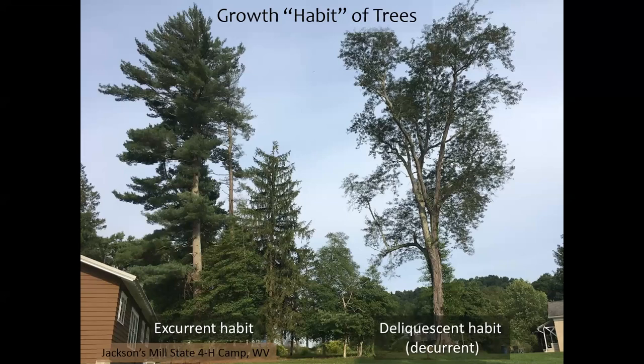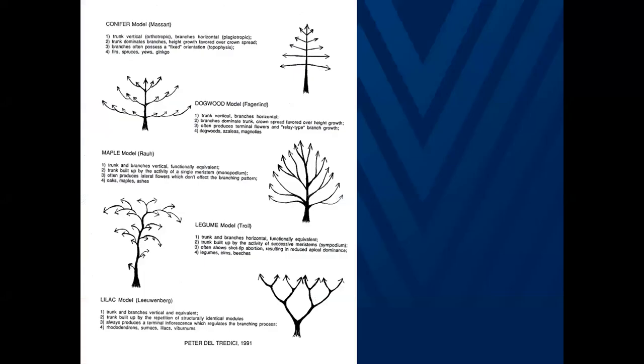So we have the white pine on the left there and this honey locust on the right here at our Jacksonville State Forestry, State 4-H Camp. There's also back in the background, you can see a little Norway spruce standing there with its dangling little branchlets. Basically just telling us it's a Norway spruce, one of the main attributes of that one. So a growth habit, very important.